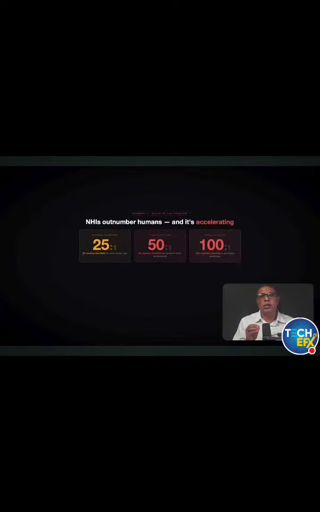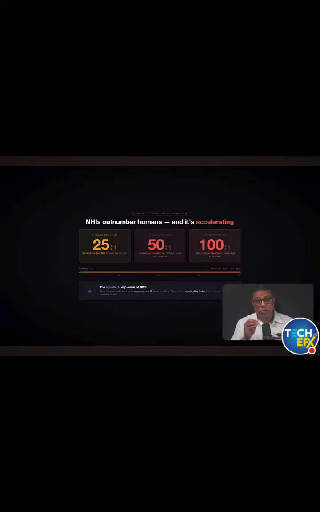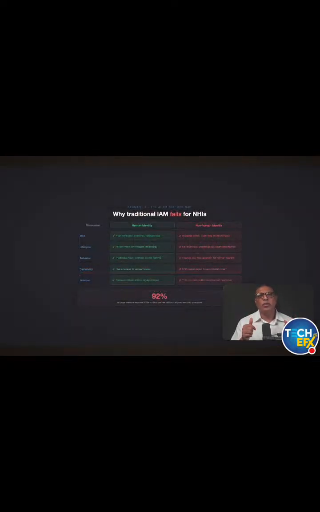Now, here is the problem. NHIs outnumber human identities by a ratio of 20:1 or 50:1, and in some hyper-automation environments, even over 100:1. And with the explosion of agentic AI in 2026, this growth is accelerating faster than any governance process can keep up with. So why can't your existing IAM stack handle this? Okay, let me give you 5 fundamental reasons.